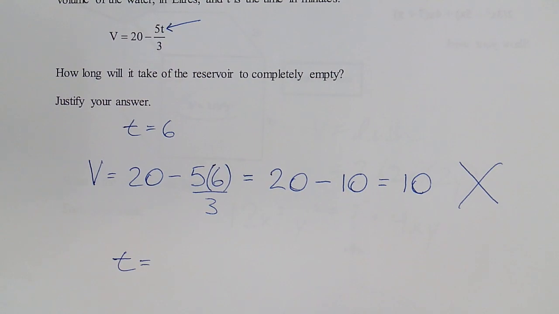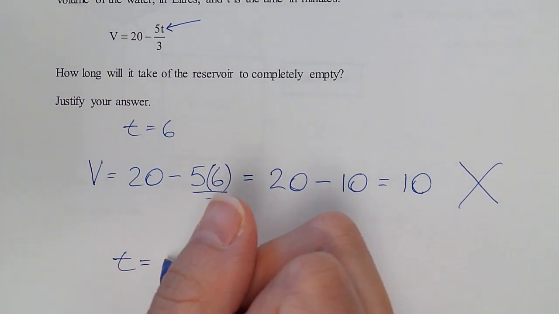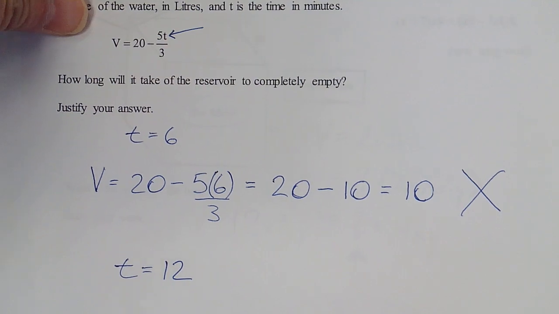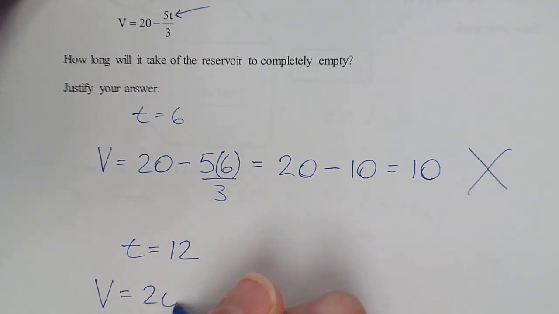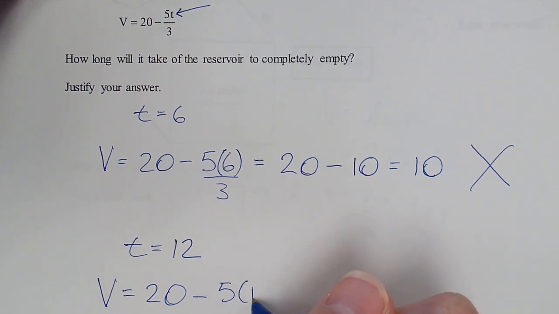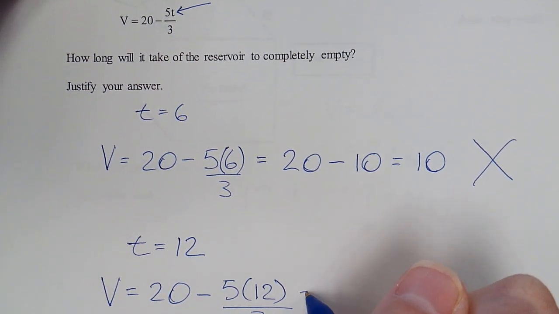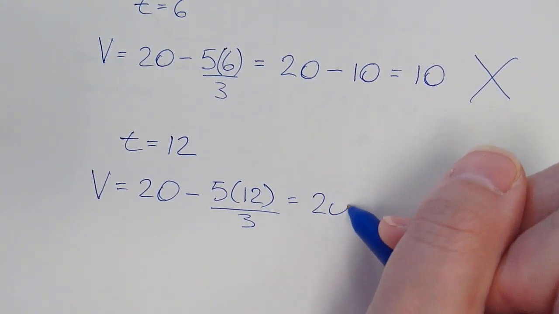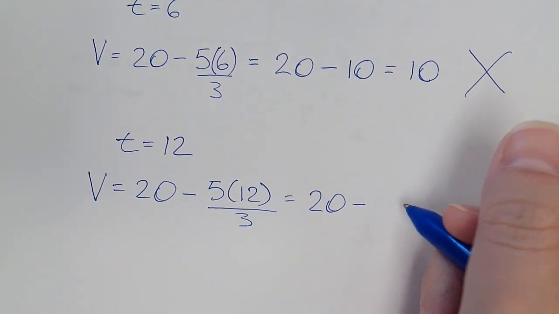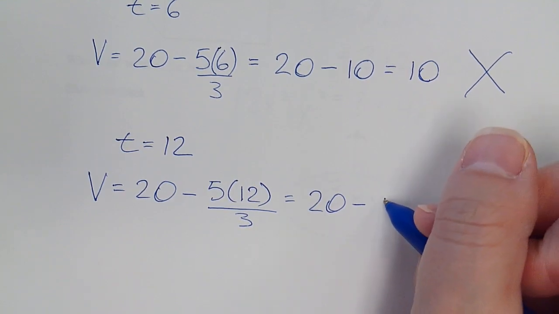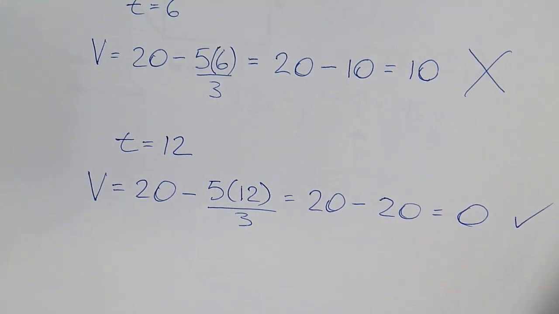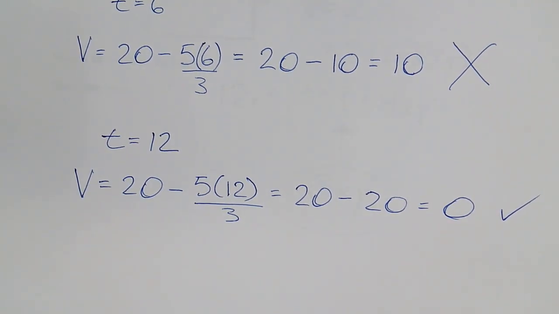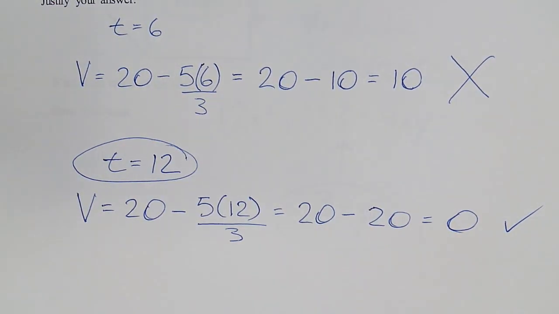The other way. 12. Yeah. So let's try t equals 12. Sub in 12 for t. So 3 equals 20 minus 5 times 12 divided by 3. So 20 minus 5 times 12 is 60. 60 divided by 3, 20. And I get 0, which means the water reservoir is empty. So my answer, t equals 12.